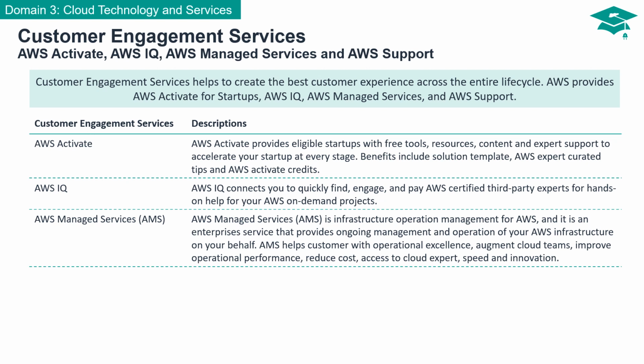Next up is AWS Managed Services, AMS, offering infrastructure operation management for AWS. Key benefits include ongoing management and operation of AWS infrastructure, support for operational excellence, augmentation of cloud teams and improved operational performance, cost reduction, and access to cloud experts.